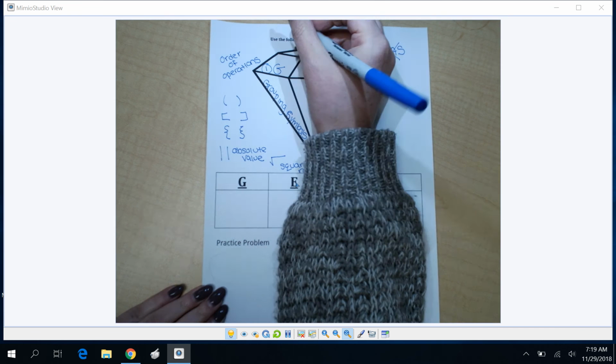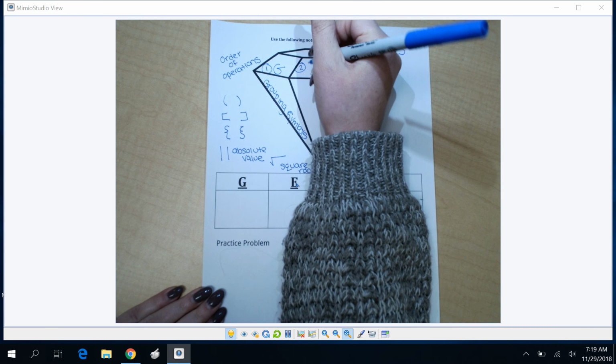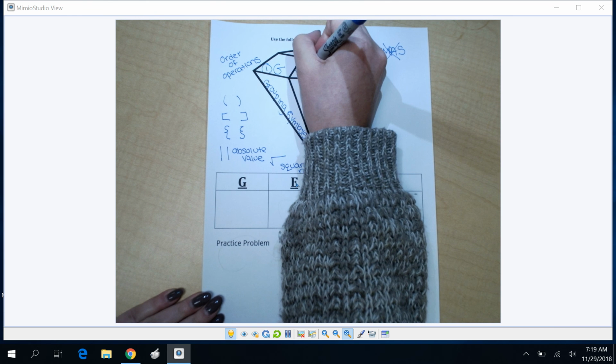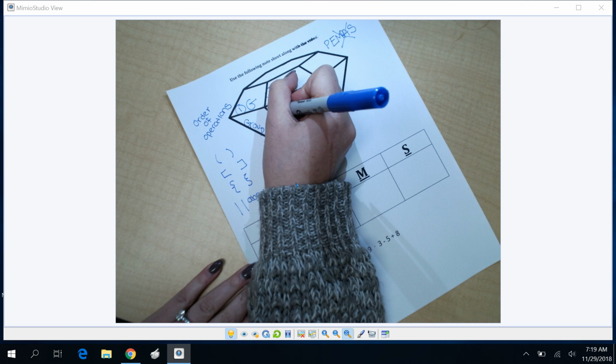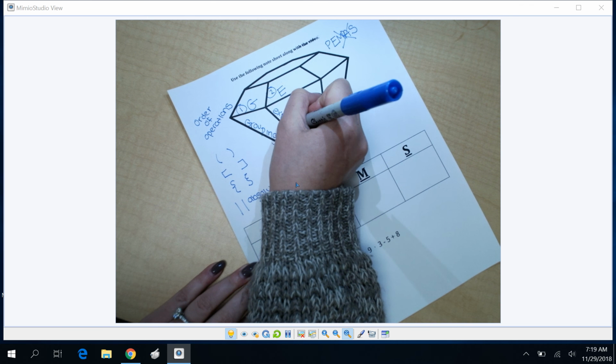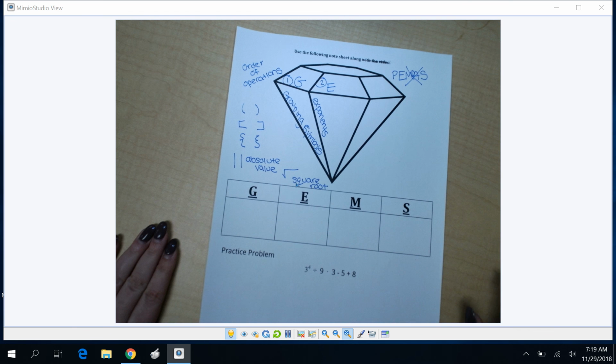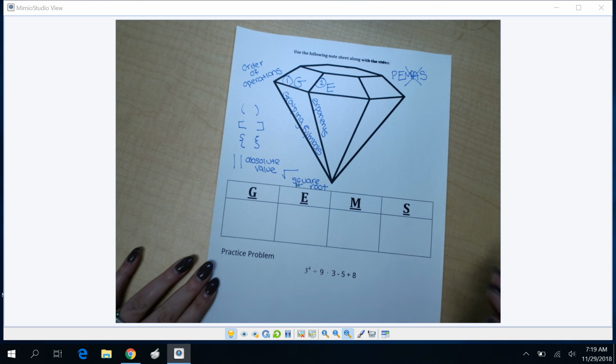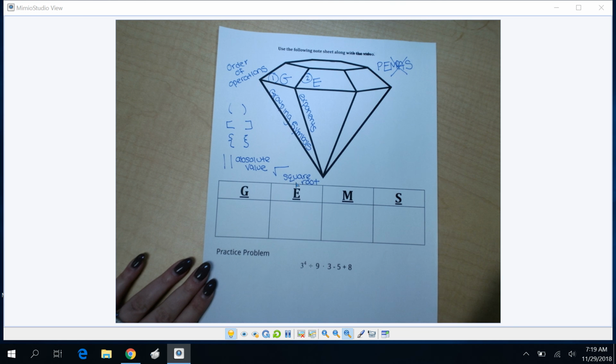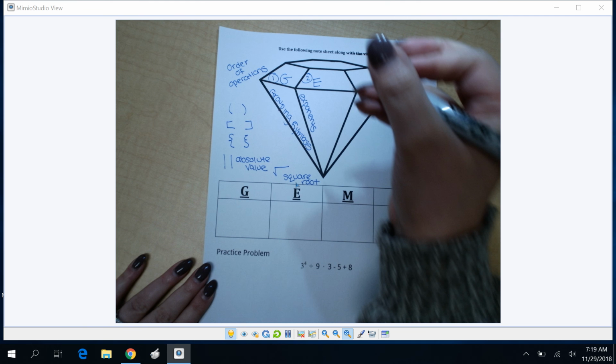All right, so step 2 in order of operations is going to be your E in GEMS, which is the exponents. So remember, exponents are things like 3 to the 2nd power or 1/2 to the 5th power. And if you see exponents in your problem, that's going to be your second step in your order of operations.